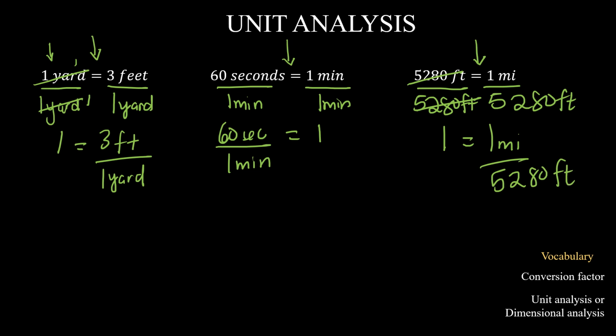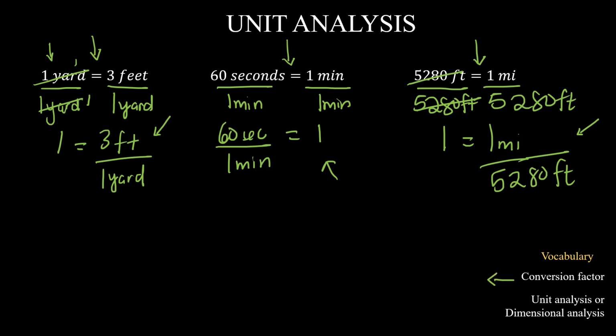Is there anything you notice? All the fractions that I created by dividing on both sides equal 1. This one over here, 3 feet over 1 yard is equal to 1. 60 seconds over 1 minute is equal to 1. And then 1 mile over 5,280 feet is equal to 1. These fractions that I've created are called conversion factors. That's one of our vocabulary terms.